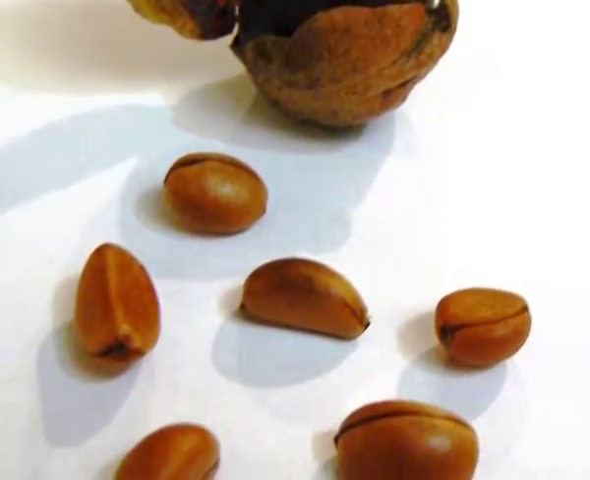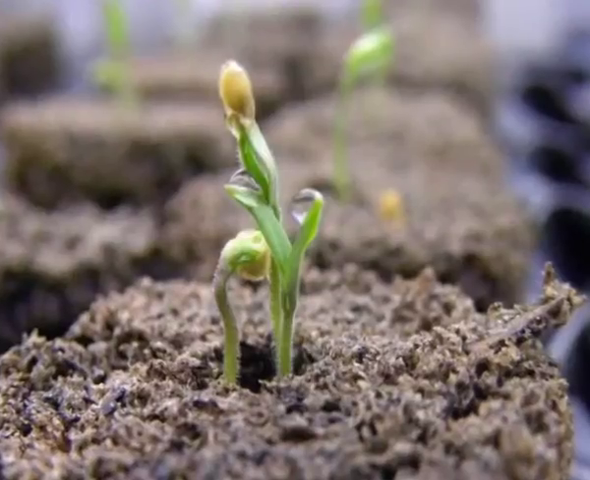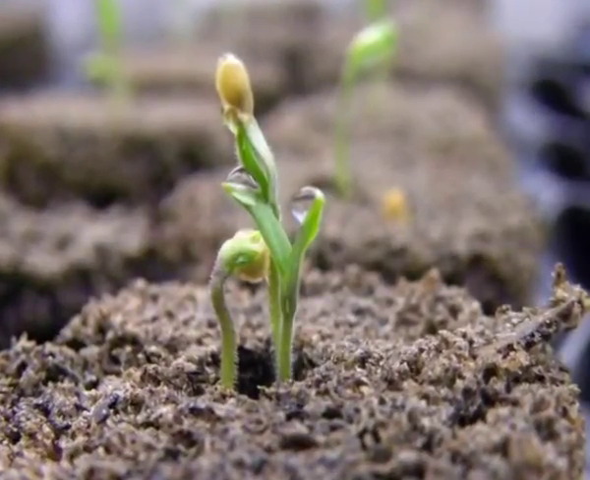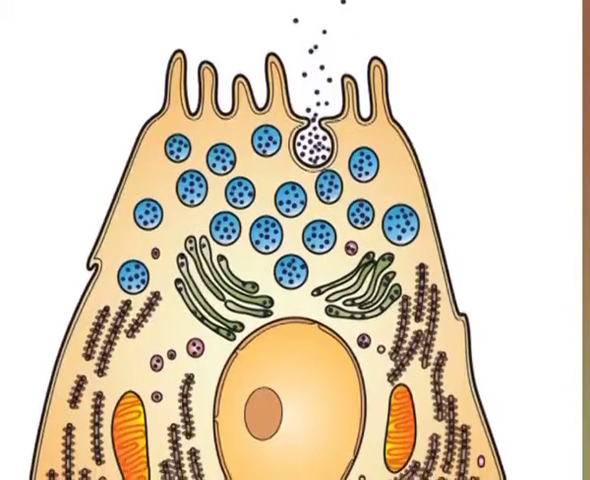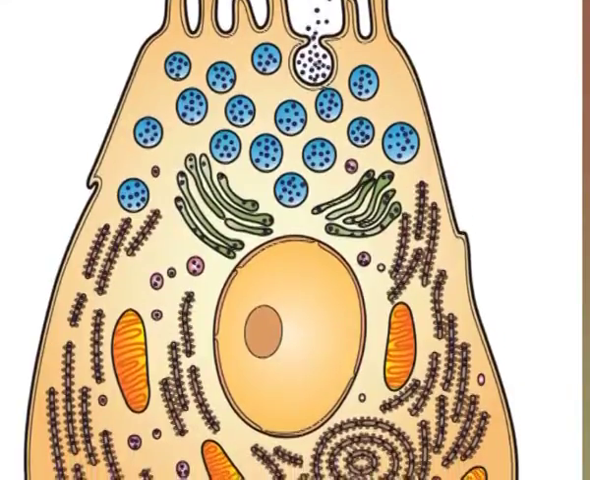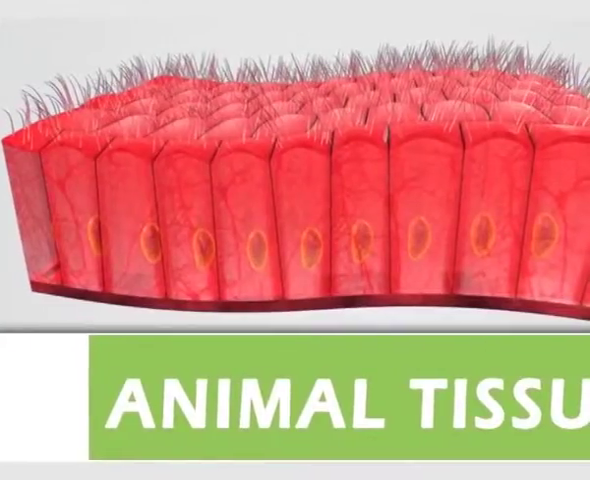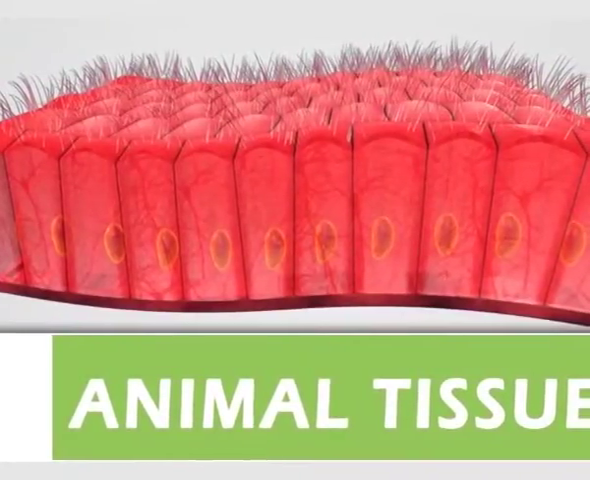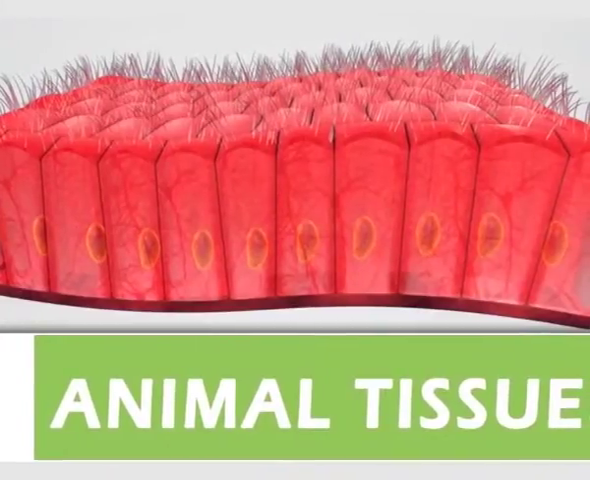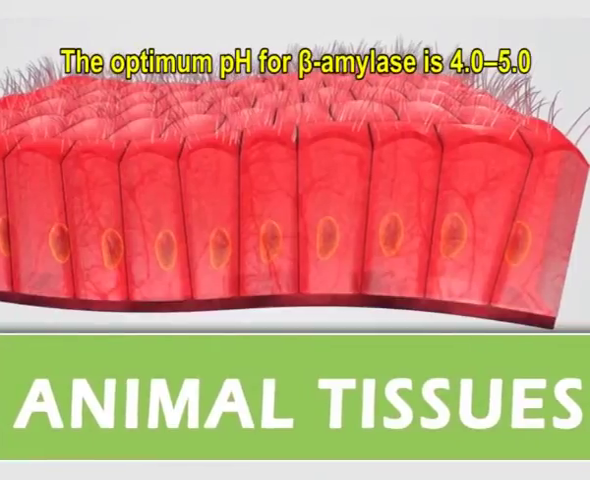Beta amylase is present in an inactive form prior to germination, whereas alpha amylase and proteases appear once germination has begun. Many microbes also produce amylase to degrade extracellular starches. Animal tissues do not contain beta amylase, although it may be present in microorganisms contained within the digestive tract. The optimum pH for beta amylase is 4.0 to 5.0.